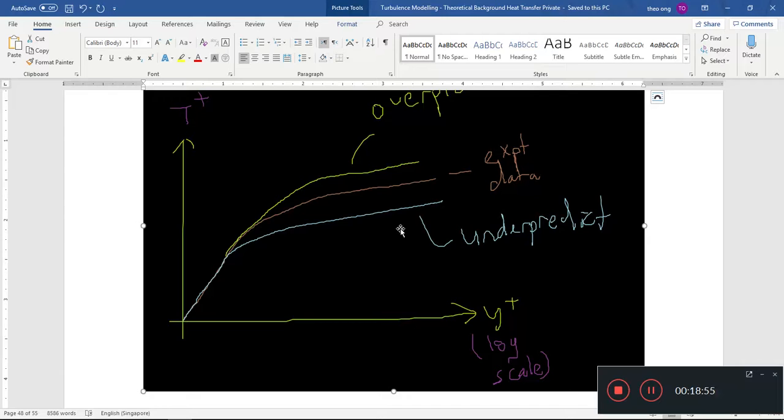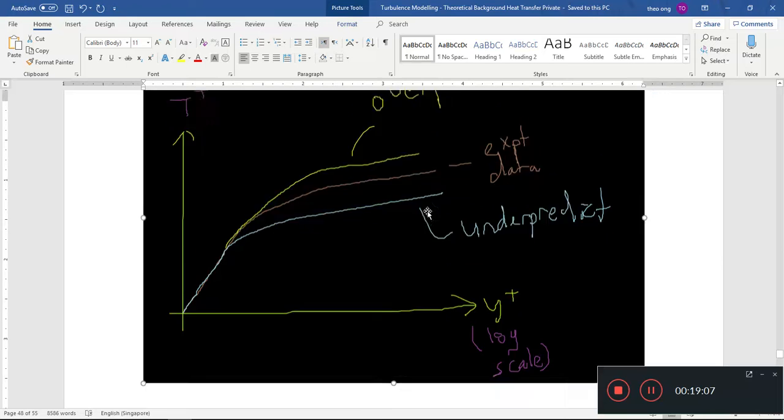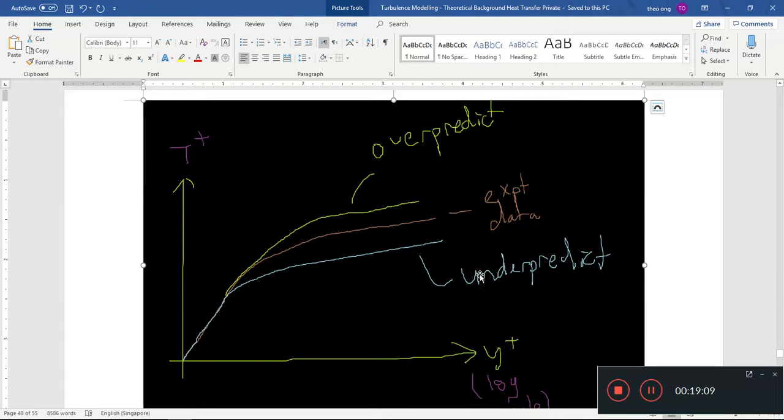It's very similar to the U plus log layer mismatch we've seen before if you've taken a look at my other turbulence videos. But it's a different kind of log layer mismatch, and this is for temperature. And most of the time, if you use a constant Prandtl number, we will under predict T plus.